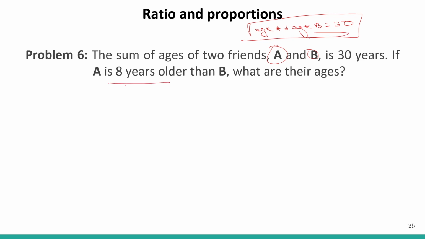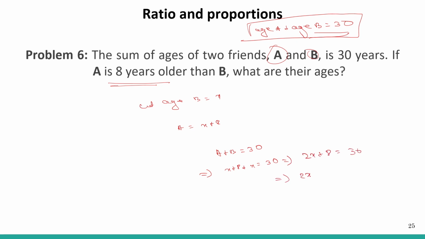So if A is 8 years older than B, let the age of B be equal to x. So A is equal to x plus 8, as A is 8 years older than B. So we can get an algebraic equation from here. A plus B is equal to 30, so x plus 8 plus x is equal to 30. This implies that 2x plus 8 is equal to 30.